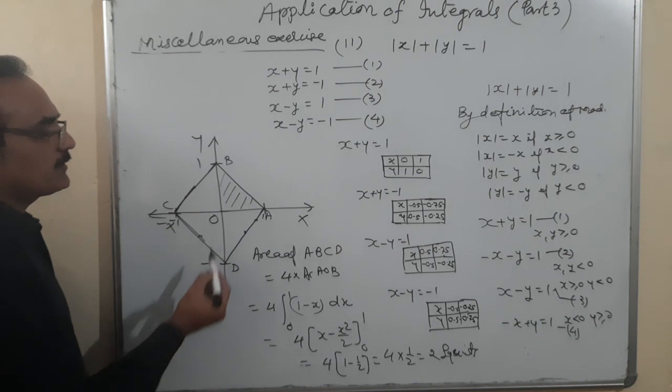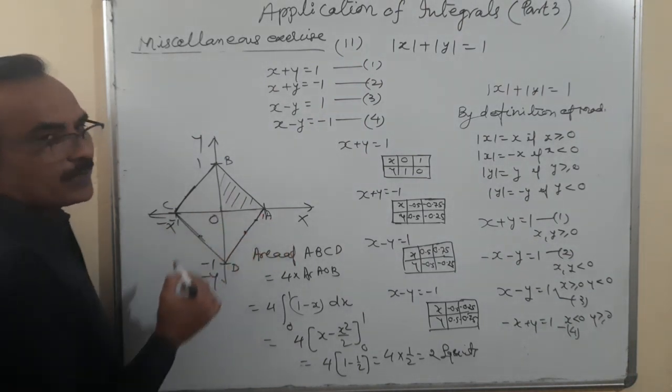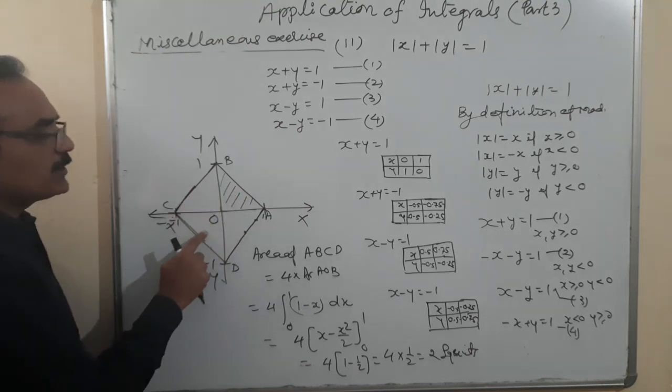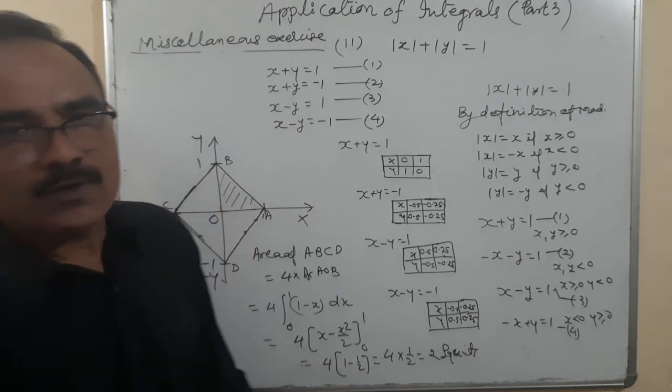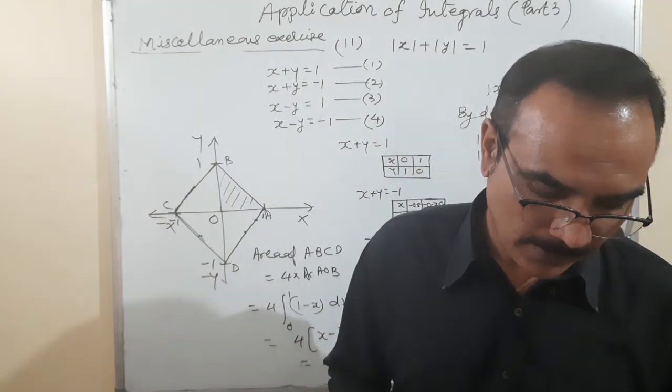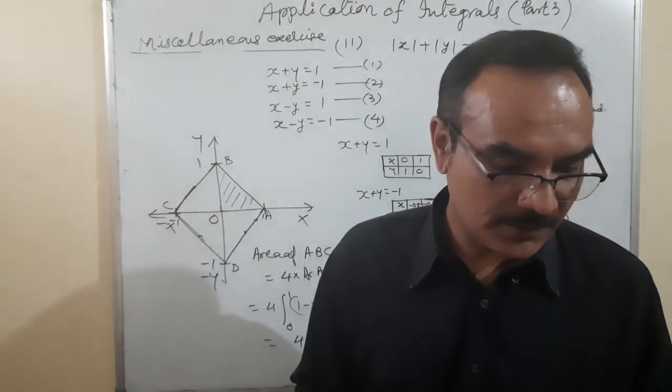Otherwise also we can check it. See, it is 1 and 1. Half into base into height. The area of this triangle is 1 by 2. 1 by 2 plus 1 by 2 plus 1 by 2 plus 1 by 2. 4 half parts make 2. Okay. It's a very interesting question.